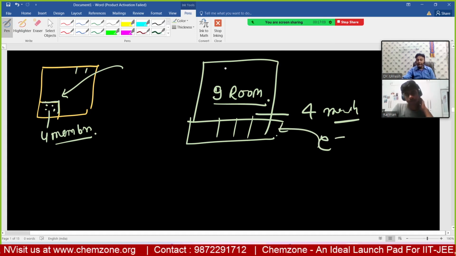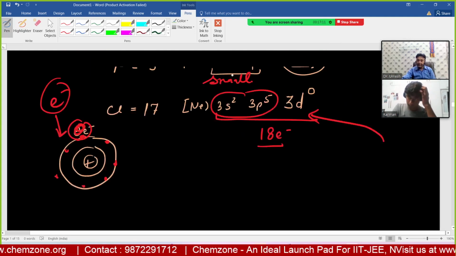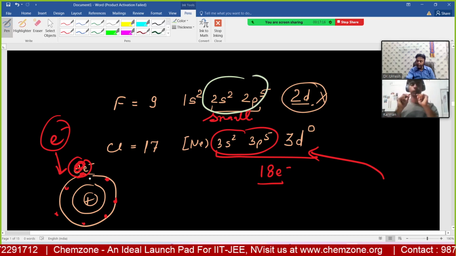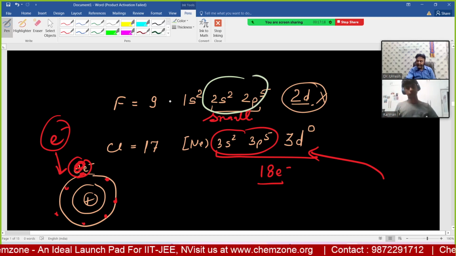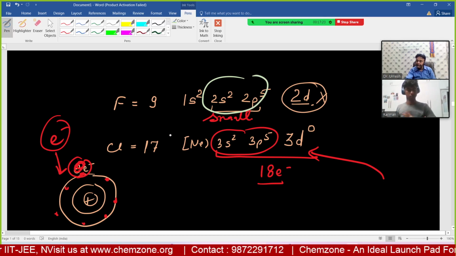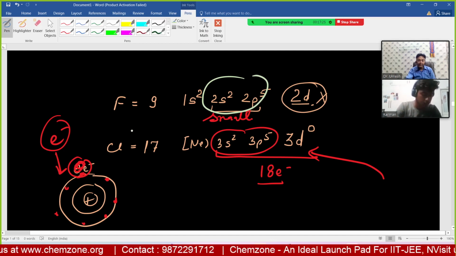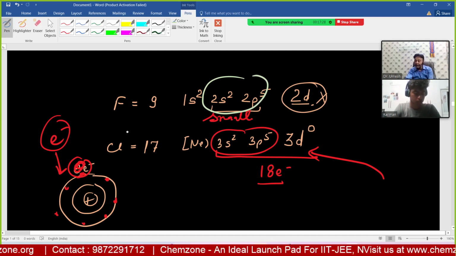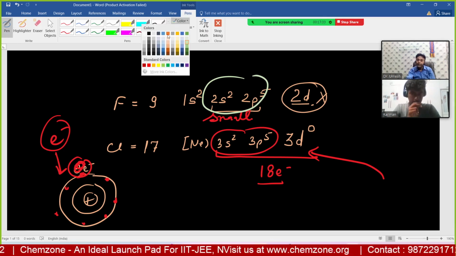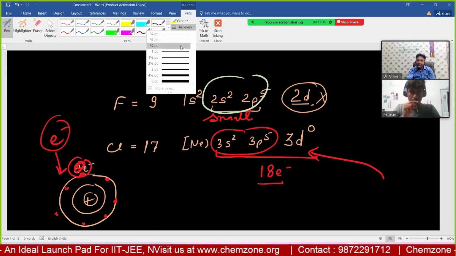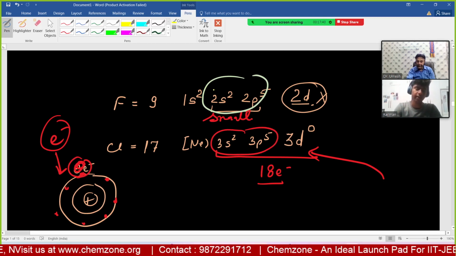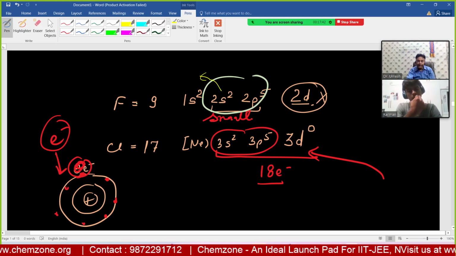It means in the case of fluorine, there are only two shells, it's a small size. In the second shell, a maximum of 8 can be accommodated, and 7 are already there. It means there will be some repulsion between the incoming electron and the existing electrons. I hope it's very clear. So if the attraction is less, less energy will be released.